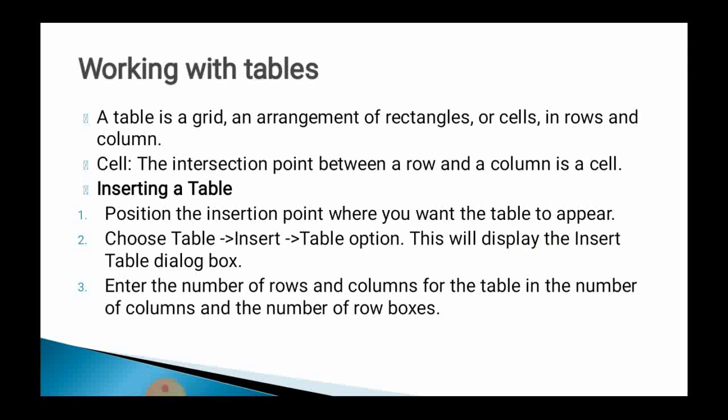So tables, you know what is a table? A table is a grid arrangement of rectangles or cells in rows and columns. It may be a rectangle or it may be a square. So there will be rows as well as columns. Okay, so that together is called a table. A cell is the intersection point between a row and a column. A row is the horizontal one, and vertical lines are said to be the columns.